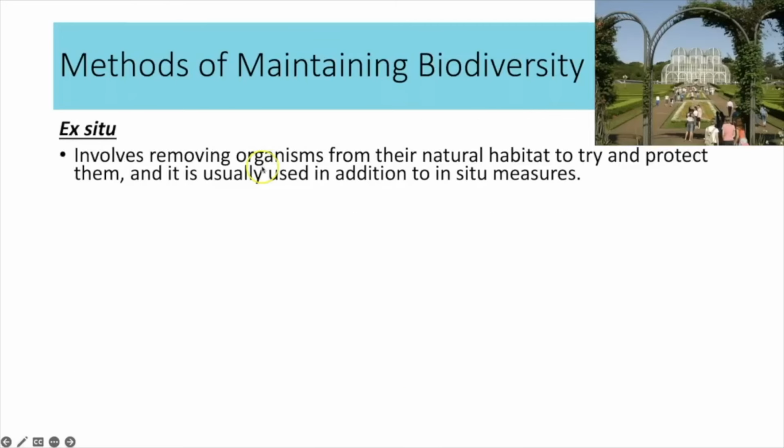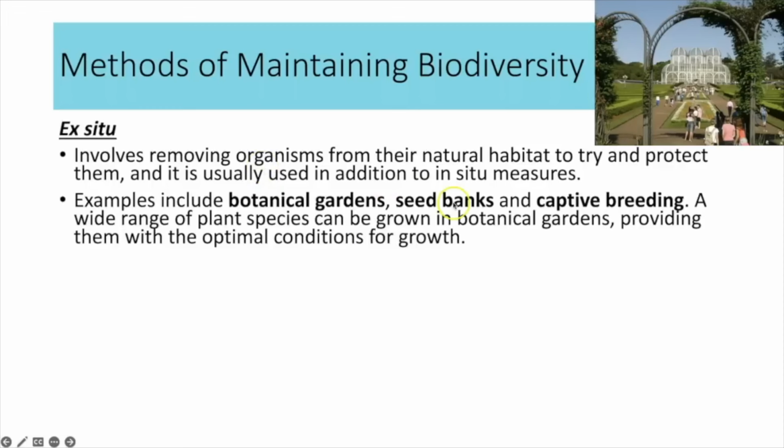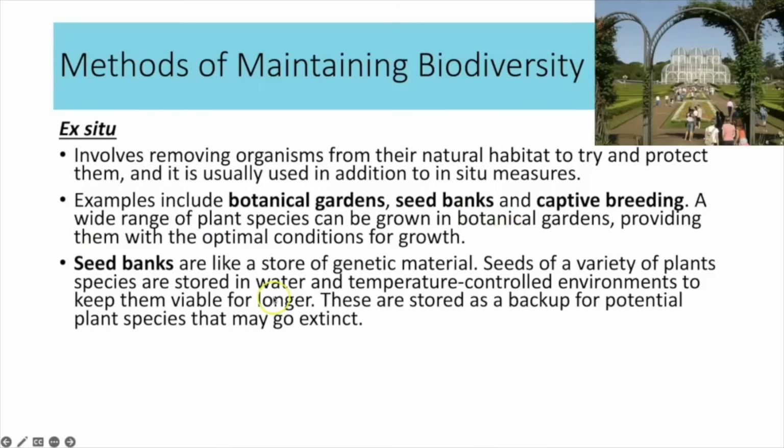Ex situ involves removing organisms from their natural habitat to try and protect them, and it's usually used in addition to in situ measures. So for example, botanical gardens, seed banks and captive breeding. A wide range of plant species can be grown in botanical gardens, and that provides them with optimum conditions for growth. Seed banks are like a store of genetic material.